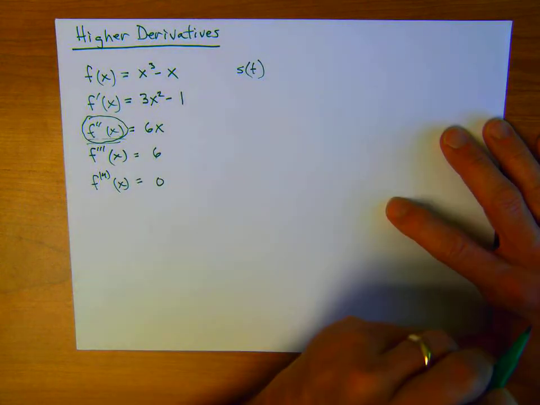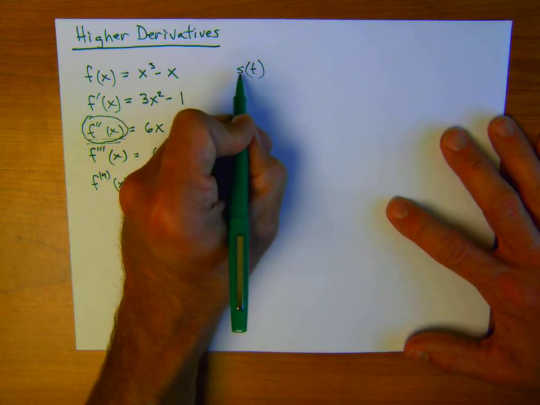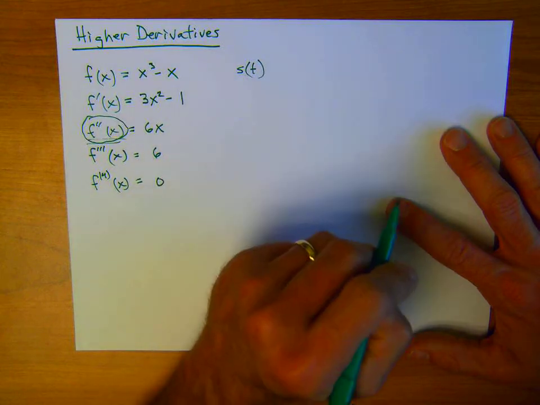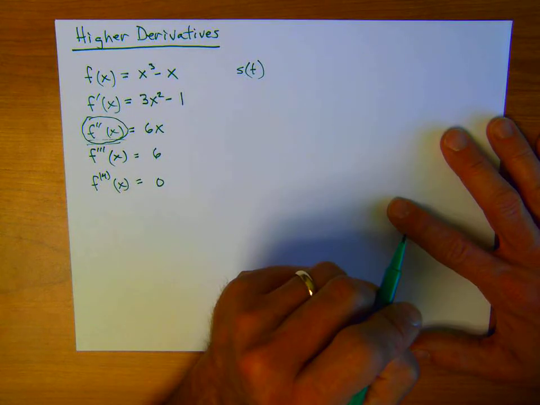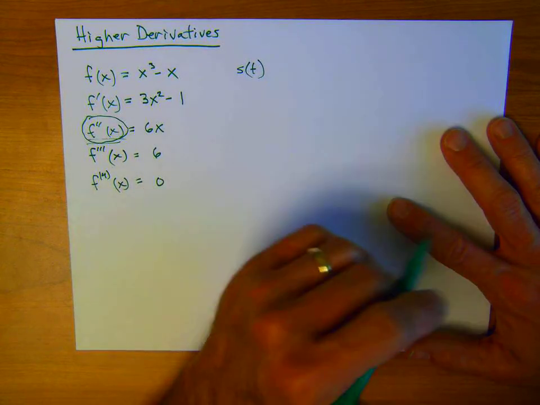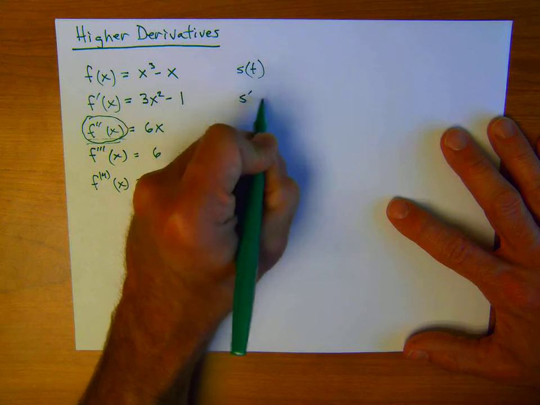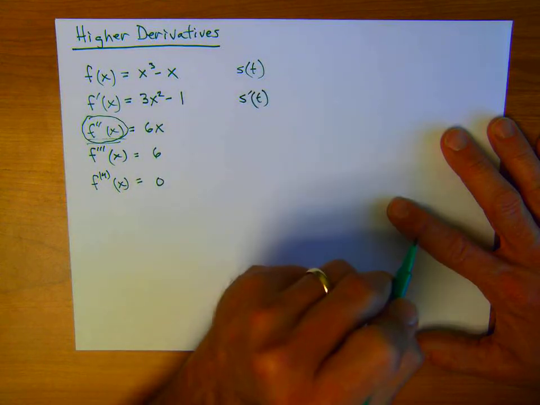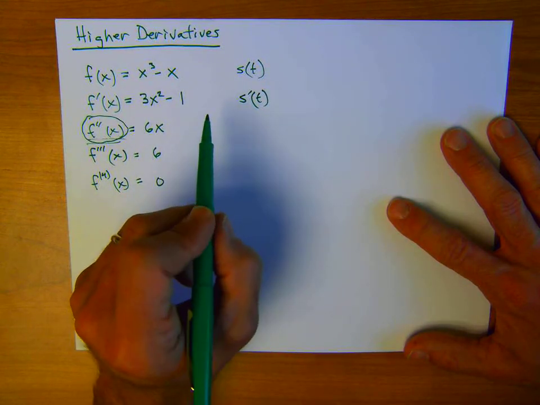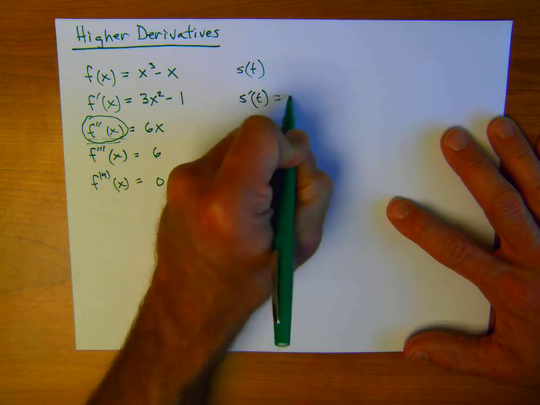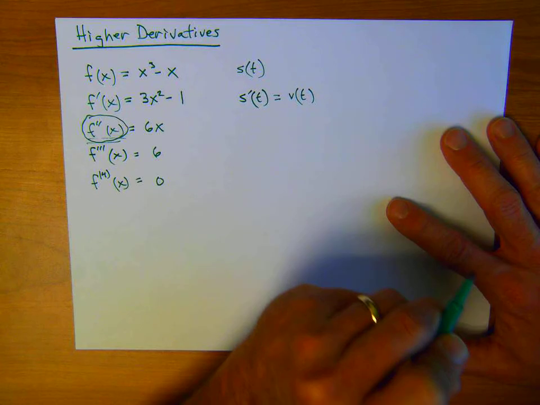We could have a distance function. The general convention is that distance is denoted with s. D seemed like it would make a lot more sense to me, but that's generally not the convention. Anyways, this is the distance function. And recall that if I take the derivative of distance with respect to time, in other words, how is the distance changing with respect to time? Well, that is velocity. All right?